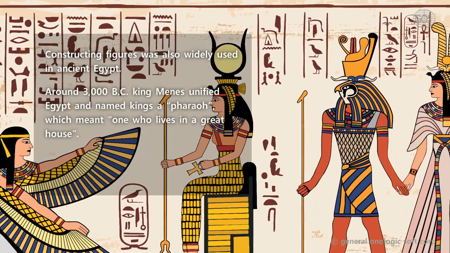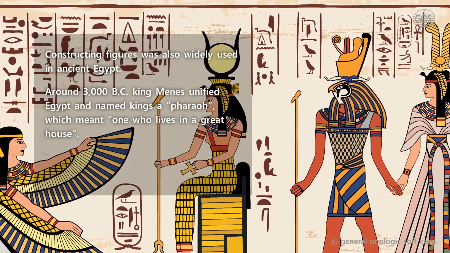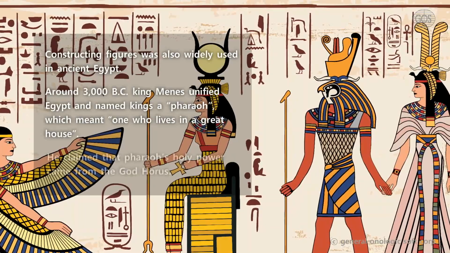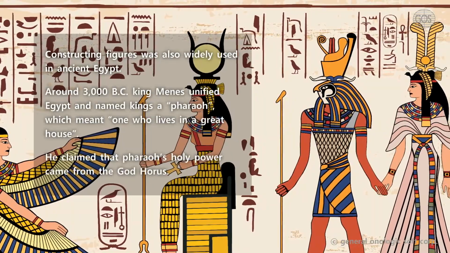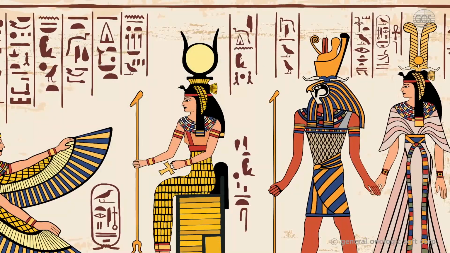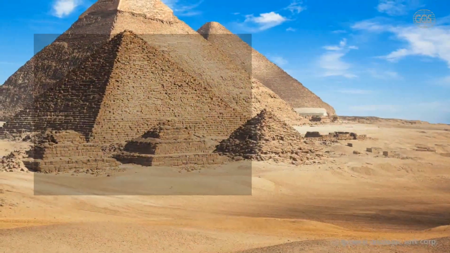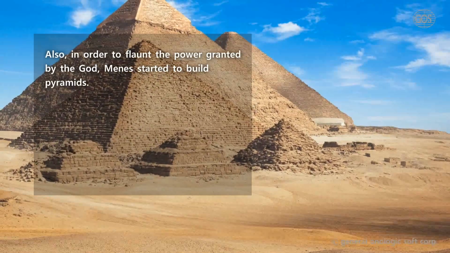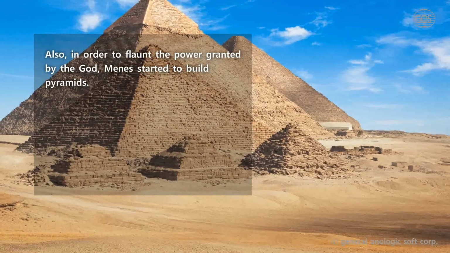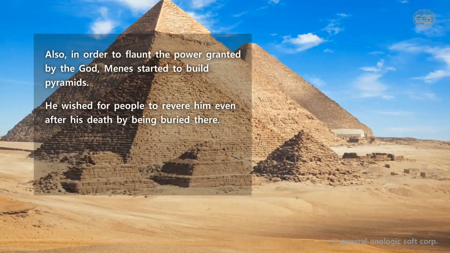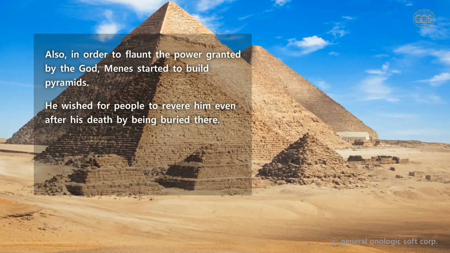Around 3000 BC, King Menes unified Egypt and named kings a pharaoh, which meant one who lives in a great house. He claimed that Pharaoh's holy power came from the god Horus. Also, in order to flaunt the power granted by the god, Menes started to build pyramids. He wished for people to revere him even after his death by being buried there.